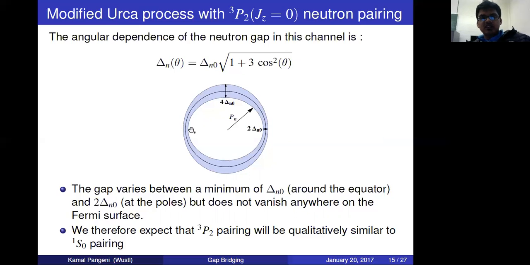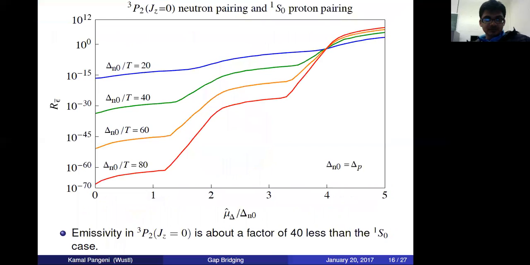because all the neutrons mostly live in the equatorial region where the gap is effectively delta, we expect the result to be similar to that of 1S0 pairing. So if you look at the results, the plots from numerical integration, it again shows the same step structure, and it's slightly different in terms of magnitude.